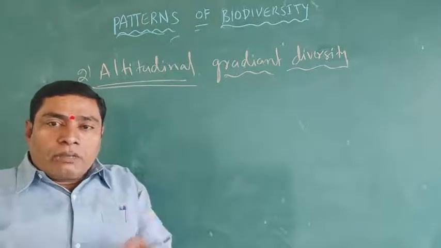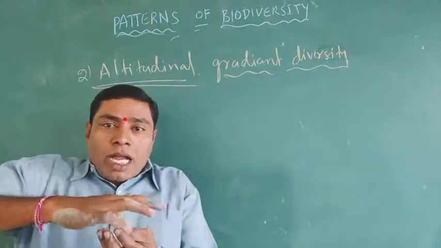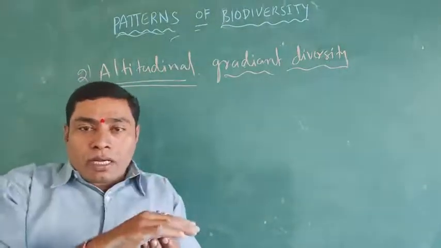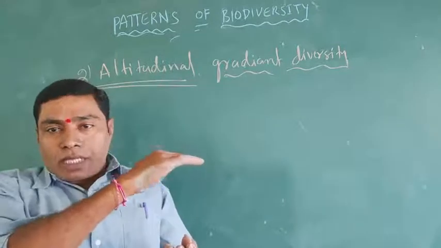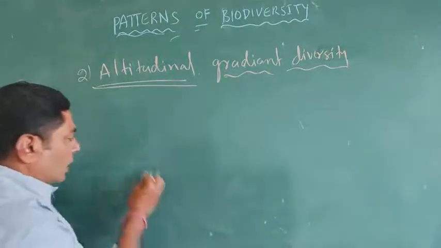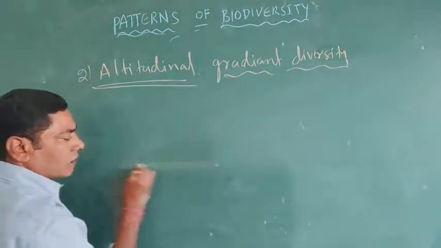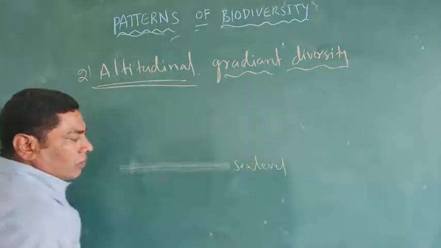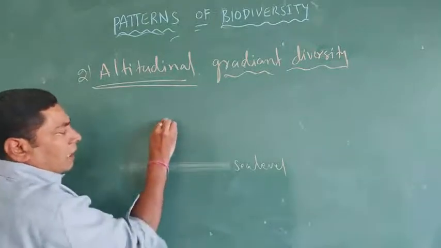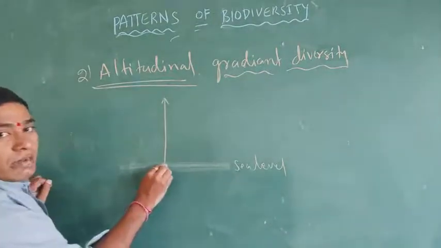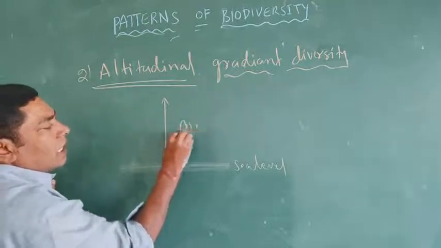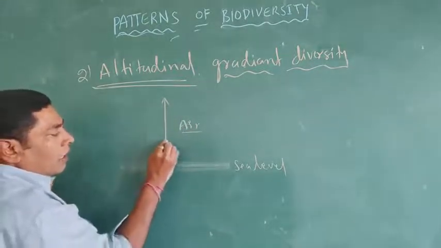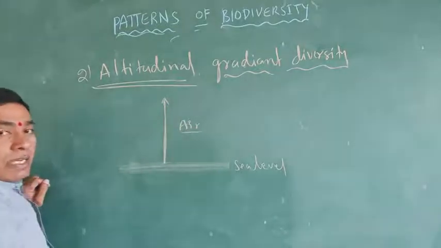So altitudinal means the perpendicular height from the sea surface, or the earth surface, the perpendicular height from the earth or the sea level. It means there is air, so it is the atmospheric height. The perpendicular height from the sea level is known as altitude.